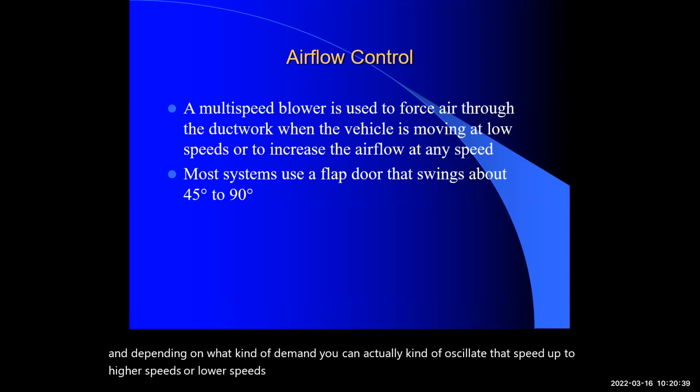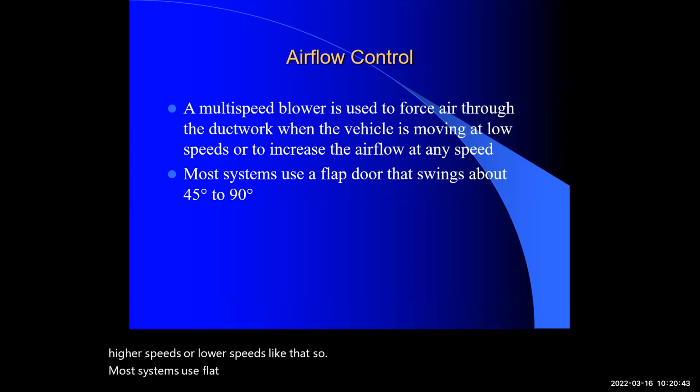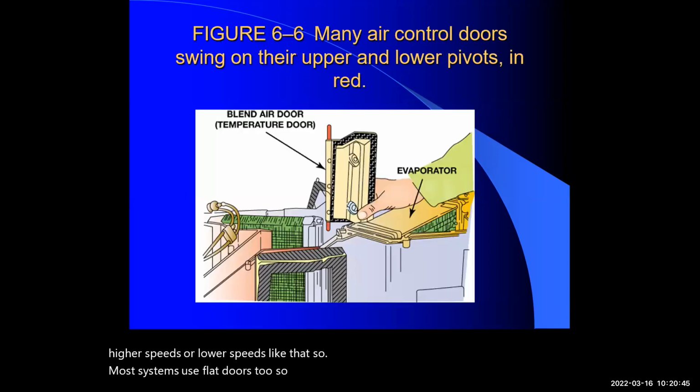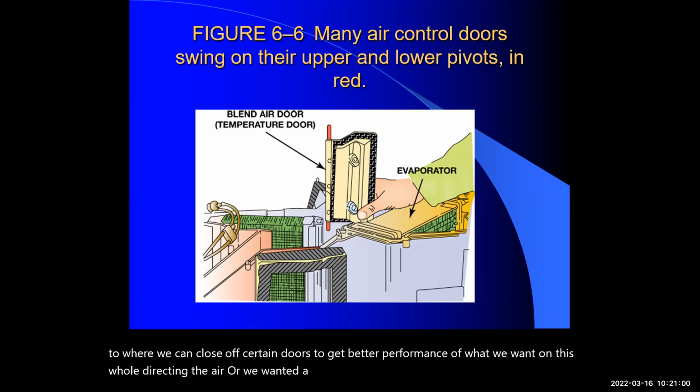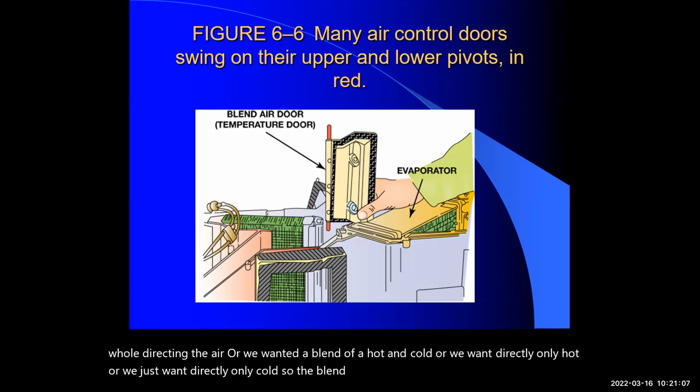So most systems use flap doors too. This is where we start getting into the blend, where we can close off certain doors to get better performance in directing the air. We want a blend of hot and cold, or we want only hot, or we want only cold. So the blend doors are very important, and they've actually changed over the years also.